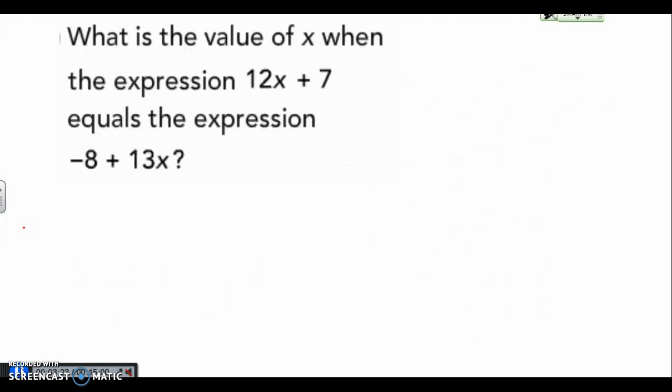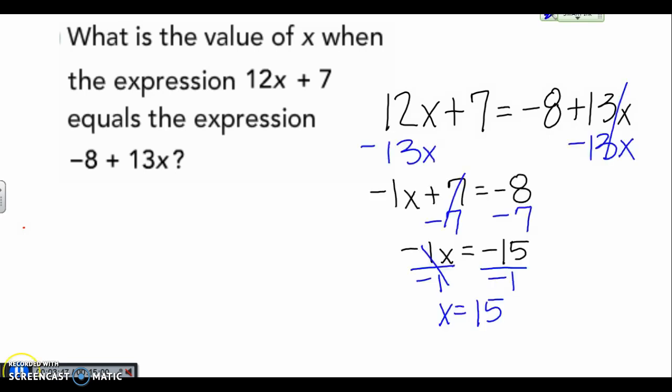Alright, this is the same type of problem. What is the value of x when the expression 12x plus 7 equals the expression negative 8 plus 13x? Go ahead and pause the video and write the equation in your notes. Alright, you should have written the equation 12x plus 7 equals negative 8 plus 13x. Now solve for x. Alright, you should have gotten that x equals 15. Go ahead and check your work compared to mine.